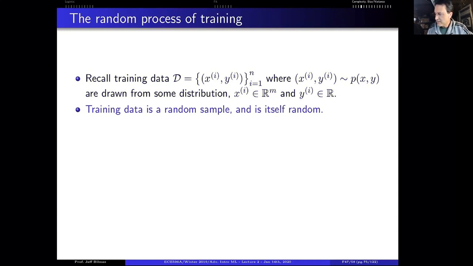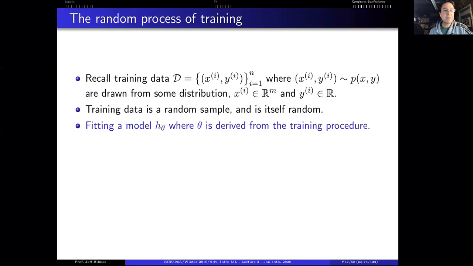So one thing to note is that the training data is a random sample. Here's the training data, D_TR. Every time we draw one training sample, that is an outcome of a random experiment. It's analogous to little x for some random variable. Every time we sample from that random variable, we potentially get a different training set. So this training data set is a random variable, because every time we sample it, we're drawing n times from this distribution. It's random.